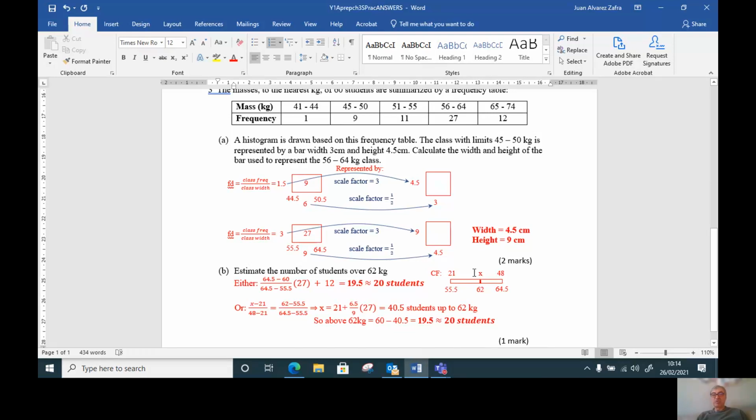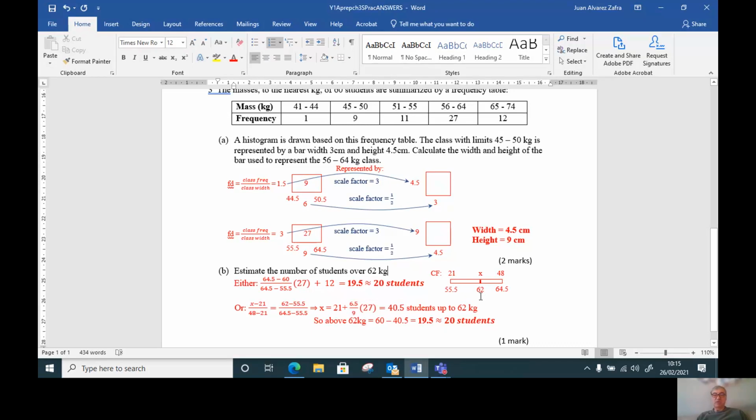And now what we want to do is find the cumulative frequency that corresponds to 62 kilograms. So if you're using the box method, you can say the length x minus 21, divided by the length 48 minus 21, must be equal to the length 62 minus 55.5 divided by the length 64.5 minus 55.5. We get this here. And if we make x the subject, we see that x equals 21, which is the lower cumulative frequency, plus 6.5 ninths of 27, which is 40.5.